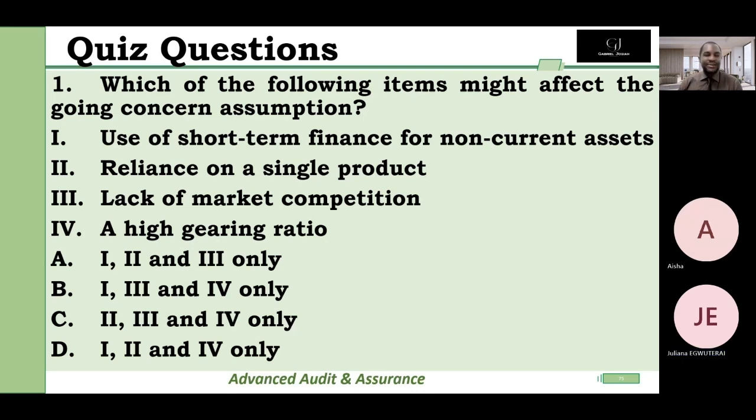We need to look at this question closely. Which of the following items might affect? It's even "might", it's not even certain, the going concern assumption. Three items for each option. Make your pick. You need to eliminate one of them.